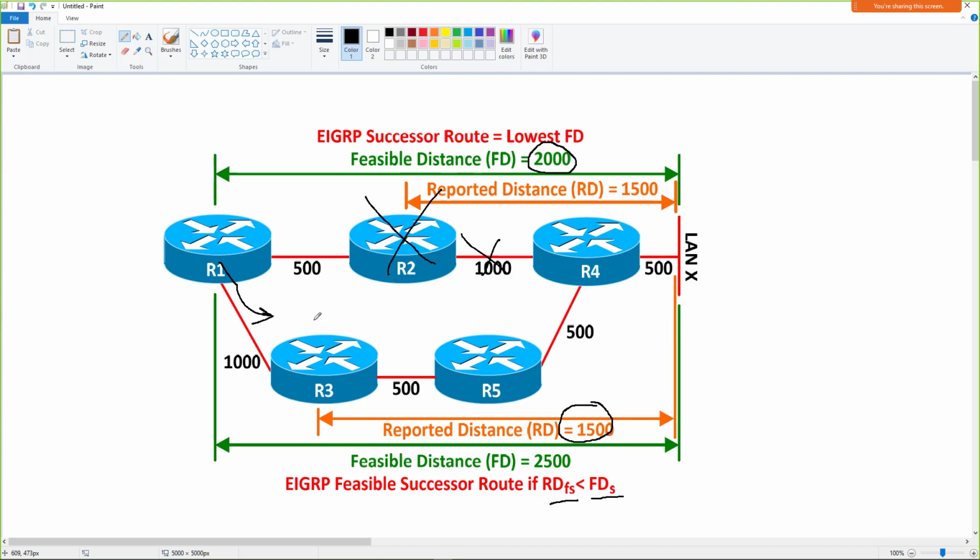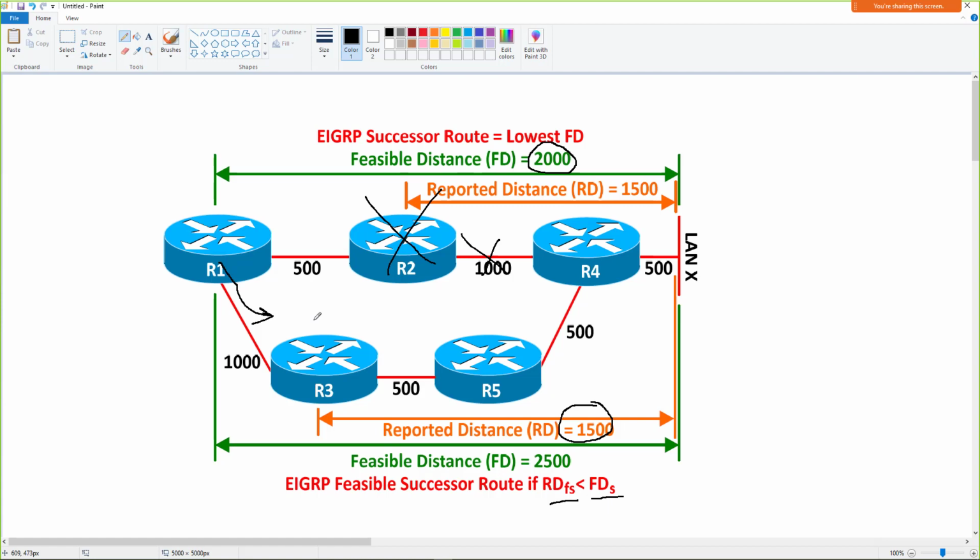Basically, it's just like we've calculated this backup path in advance, so that if the primary path fails, we can immediately start using that backup path, as long as it meets the feasibility condition. Why does that number have to be less? Because I know that if that reported distance is less than the feasible distance of my primary path, there's no way that backup path includes my original path, which is the whole loop-free concept, right? That's what we're trying to calculate.